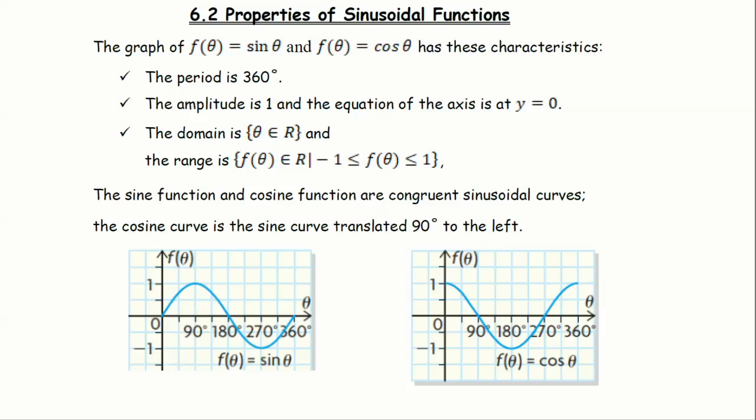Again, the sine and the cosine function are congruent sinusoidal curves. Okay? What that means, again, is that the cosine curve and the sine curve are the same curve. It's just that the cosine curve has basically been translated 90 degrees to the left. So there's a horizontal shift that's occurred, but other than that, they follow the same pattern.